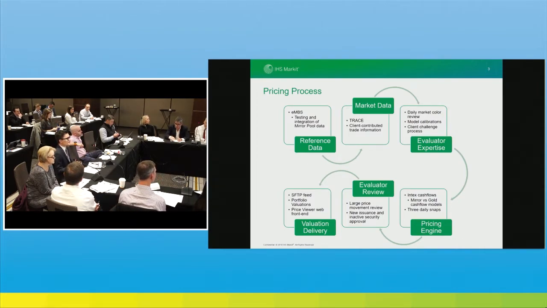The next thing I want to mention is our pricing engine, which is powered by Intex cash flows. As everyone's probably aware, Intex has been publishing the cash flow models for the mirror pools. On our end, we were able to validate those cash flows and see that they had been modeled in line with the Fannie-like schedule as opposed to the existing legacy gold schedule. Finally, our evaluations are delivered to clients through a number of ways: SFTP, through our PV or portfolio evaluation service, and increasingly popular, our price viewer front end.